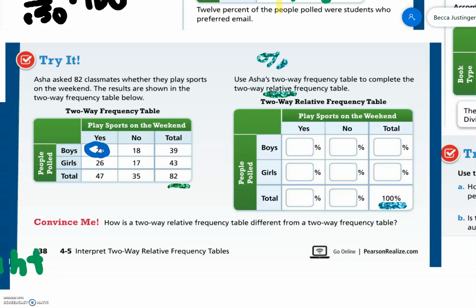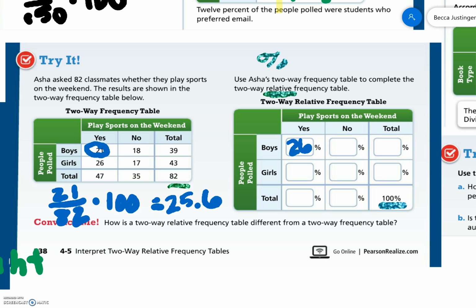Boys who say yes is 21 divided by 82, and we have to multiply that by 100. So 21 divided by 82, and then multiply by 100, and you can round. So this gives us 25.6. So we're going to go ahead and round that up to 26%. Next one you do, 18 divided by 82 times 100. I'm not going to write it out for every one.